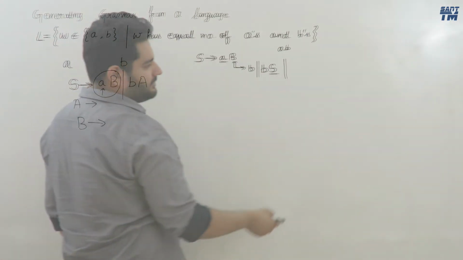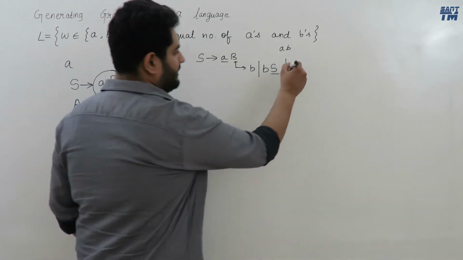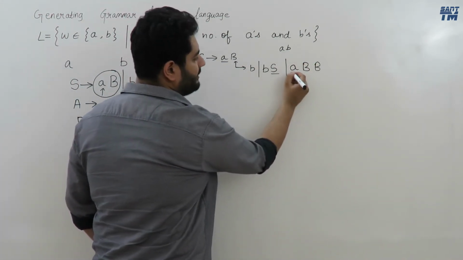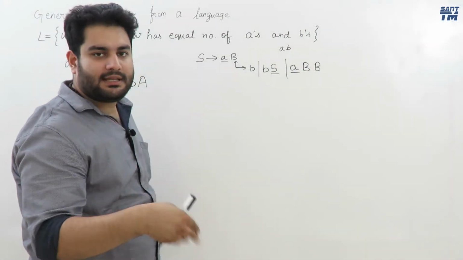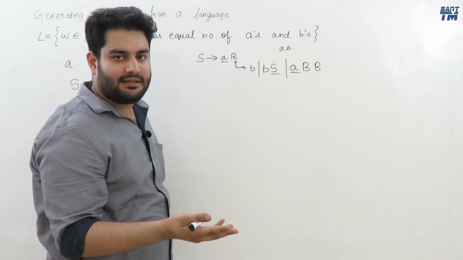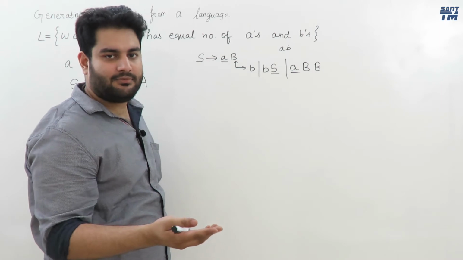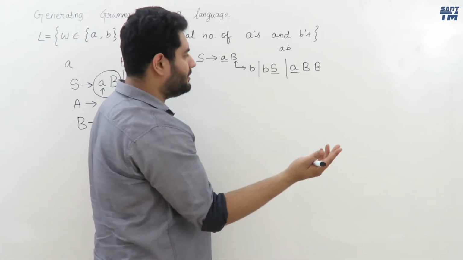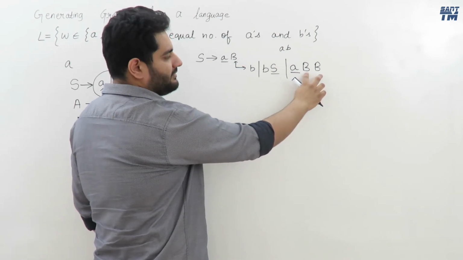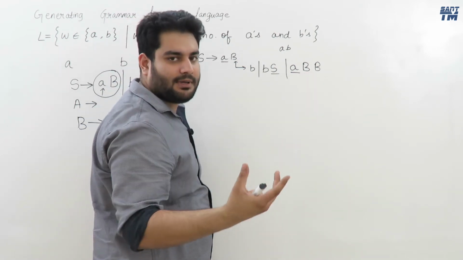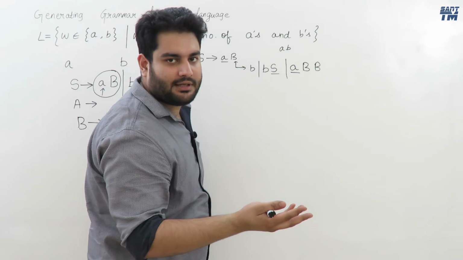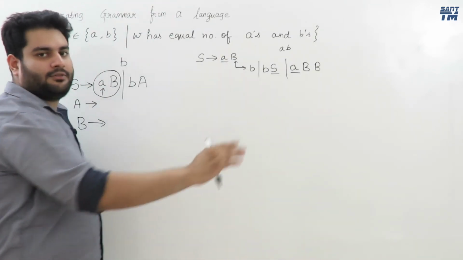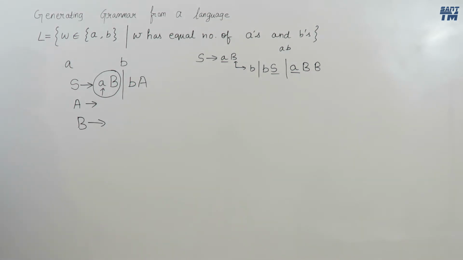You can substitute this production A, B, B. This will also help you to increase the number of A's simultaneously as you are increasing the number of B's. So this A will help you increase one more A, and recursively in place of B you can again substitute A, B, B. So the number of A's is also increasing in addition to the number of B's. Then only this equal number of A's and B's property will be satisfied.